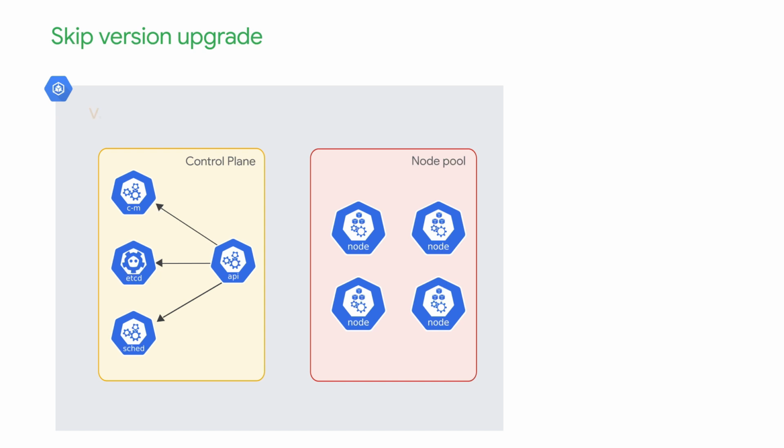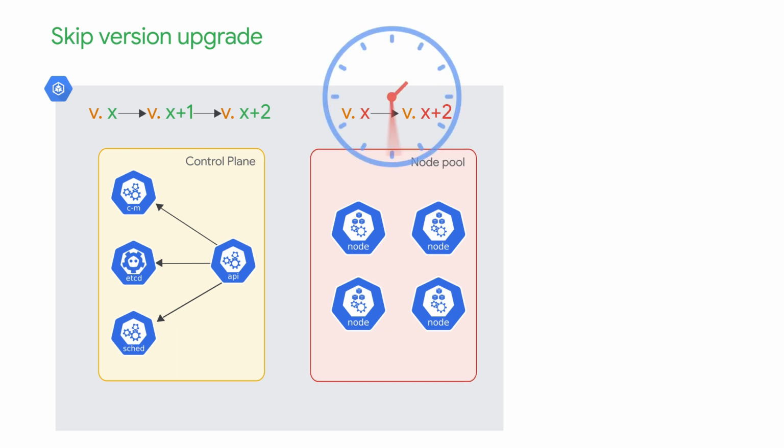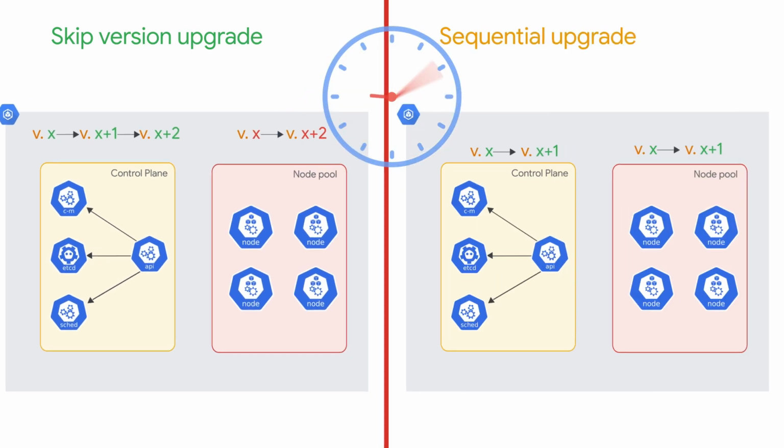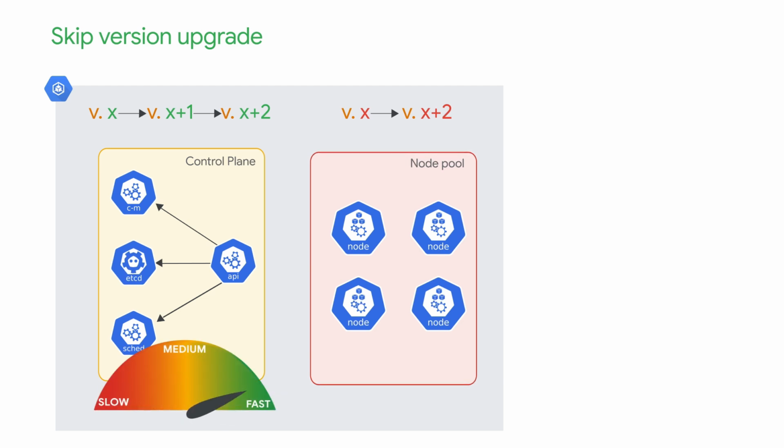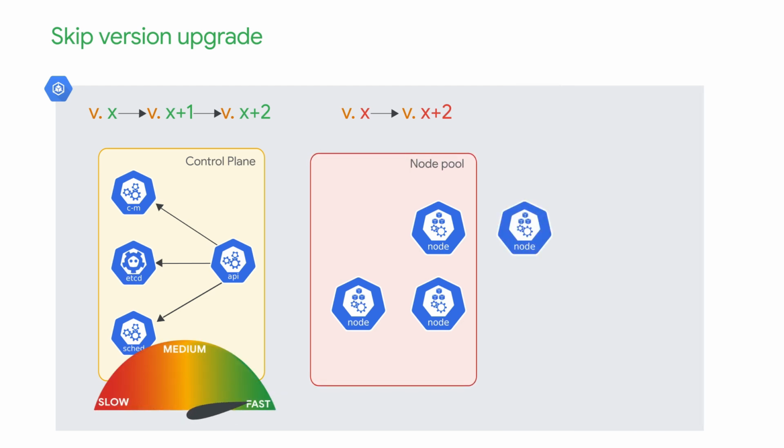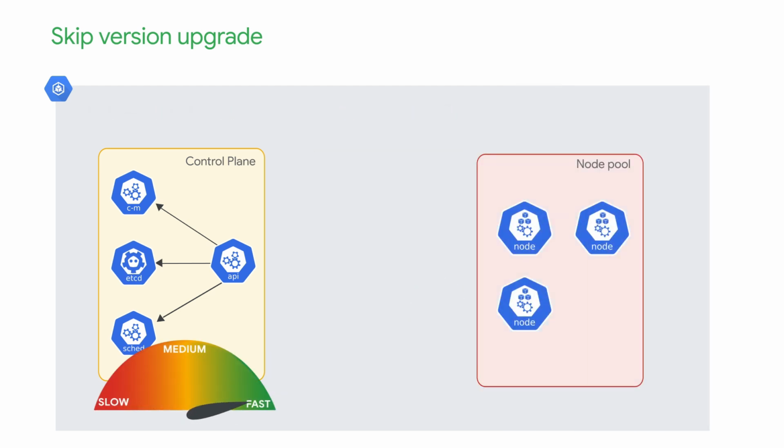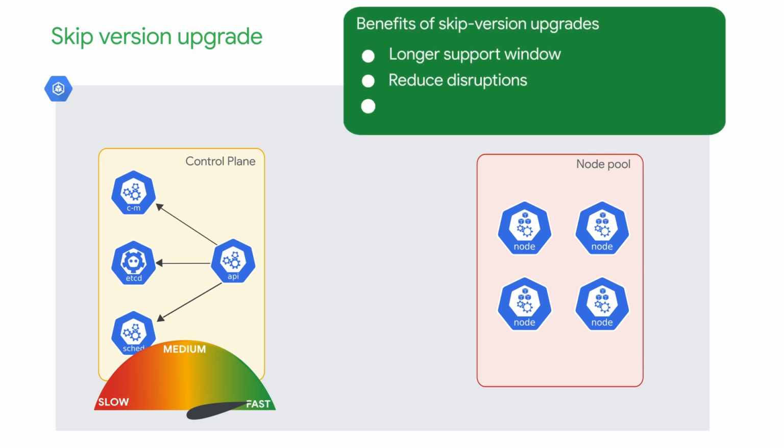Skipping versions when upgrading a cluster involves upgrading the control plane sequentially and upgrading the node pools by skipping a version. This process takes the same amount of time as upgrading the cluster to the next version. This is because the control plane upgrade is quick, and each node in the node pools is only drained and recreated once. So you end up saving time. Let's look at a few examples.